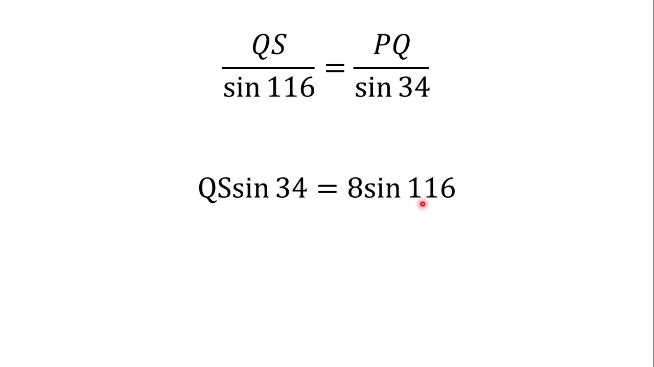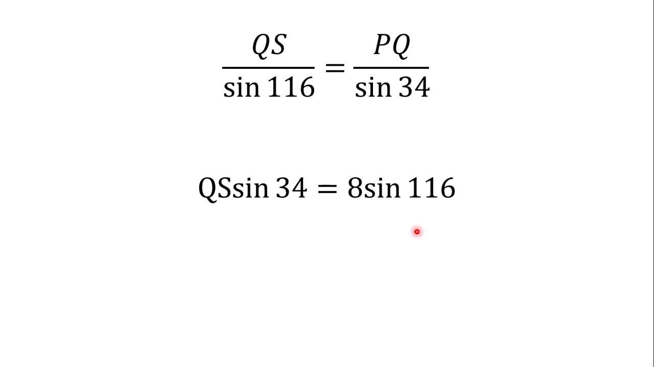We know the value for this one, but this one we cannot tell the actual value for, because this one is what? A variable. So what we are going to do here is that we're just going to make QX the subject of this equation by dividing both sides by sine 34. We divide this one by sine 34, and also the whole of this one by sine 34.